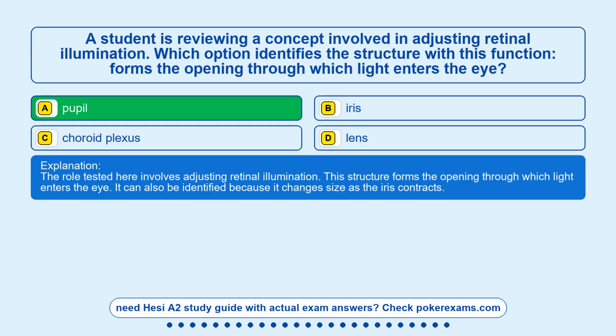The role tested here involves adjusting retinal illumination. This structure forms the opening through which light enters the eye. It can also be identified because it changes size as the iris contracts.